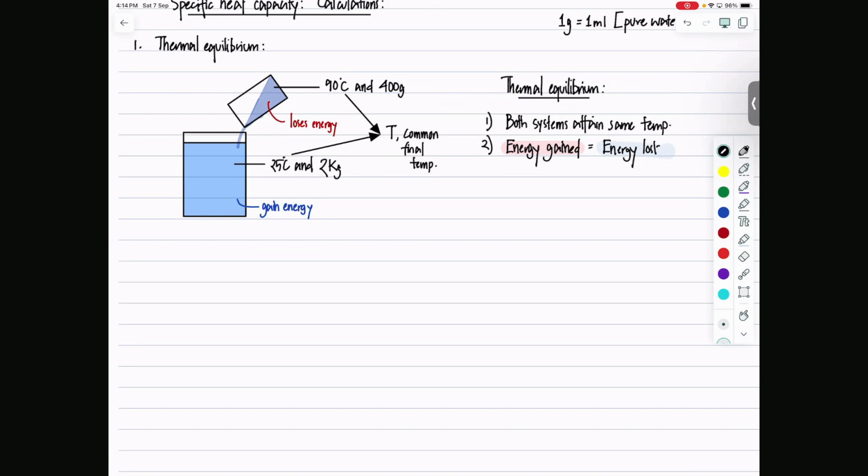Try it for this. What is the final temperature of the mixture? If you mix these two liquids, what is the final temperature of the liquid?